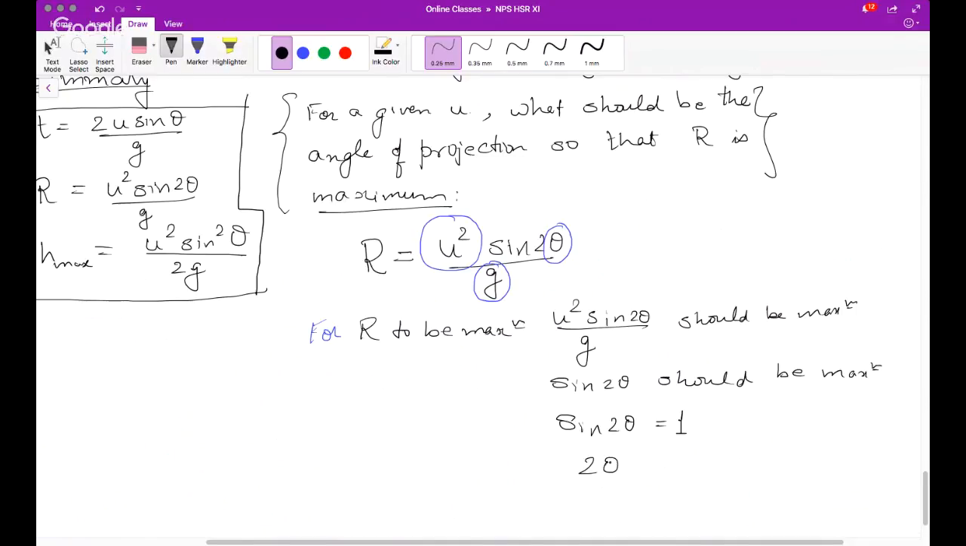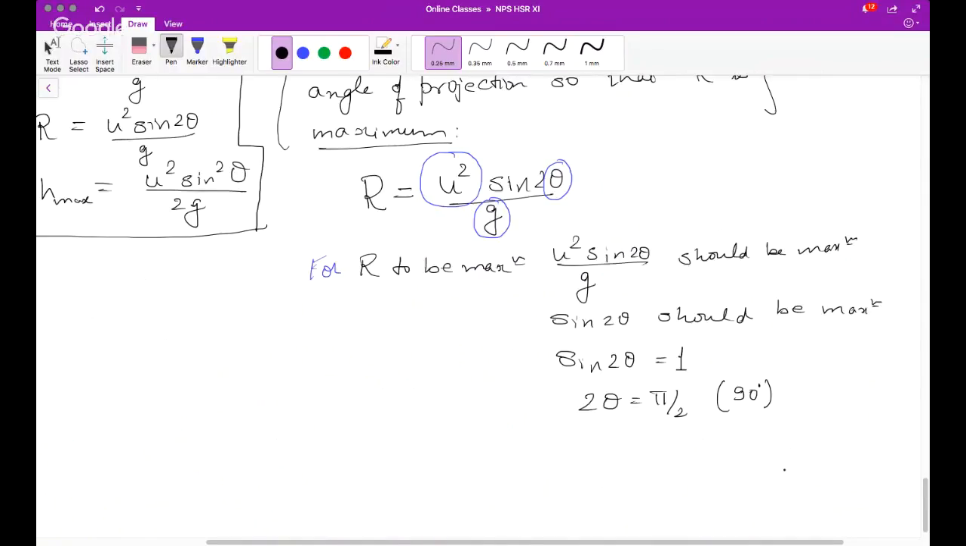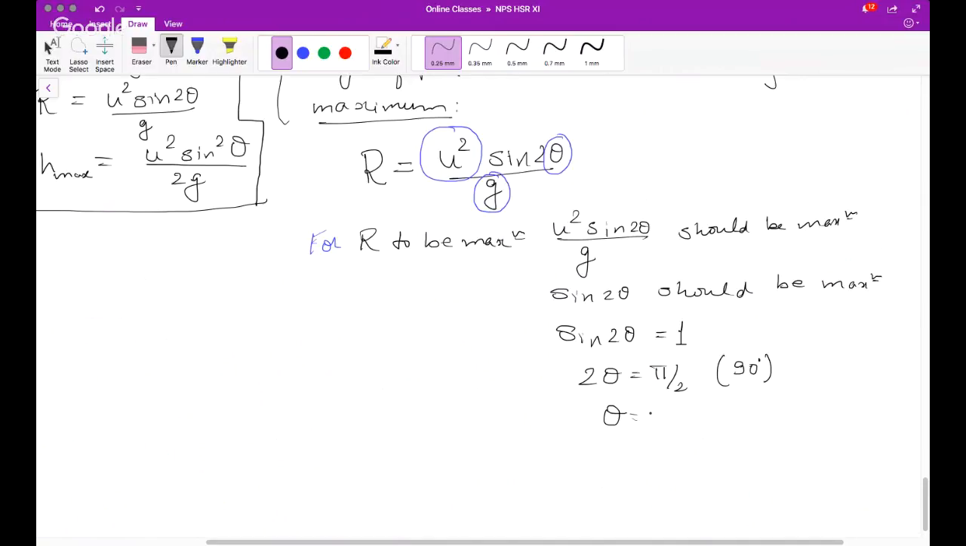That means 2 theta must be equal to pi by 2 or 90 degrees. That means theta must be equal to pi by 4 or 45 degrees. So what do we learn? If we launch at a 45 degrees angle from the ground, without doing anything else, you will attain the maximum range of the projectile.